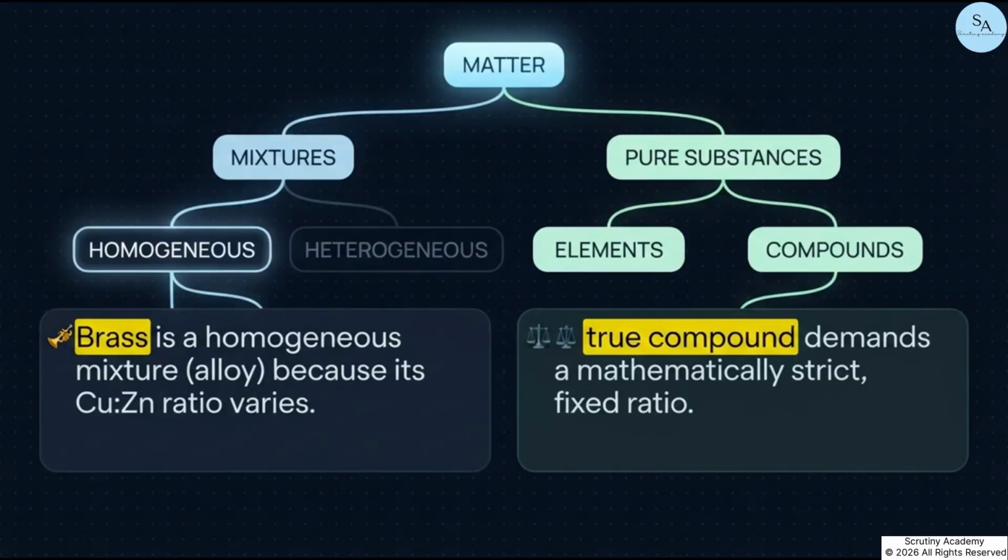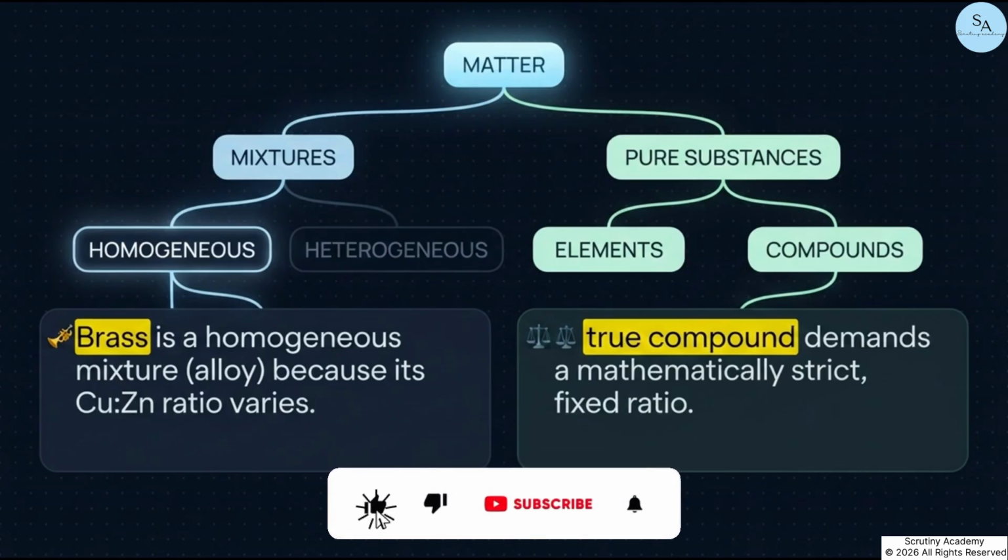And that actually brings us to a really brilliant example, brass. Brass is an alloy made up of copper and zinc. But because the ratio of copper to zinc isn't fixed, like you can tweak the amounts to make the brass harder or softer depending on what you need, brass is a homogeneous mixture. Since it's an alloy, it doesn't qualify as a true compound. A true compound would absolutely demand a mathematically strict, completely fixed ratio.